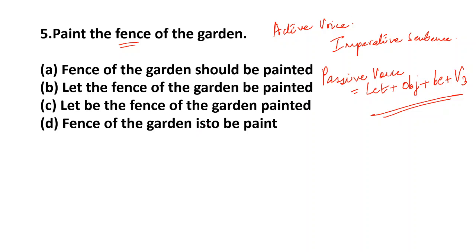Let be the fence of the garden painted. Fence of the garden is to be painted. All these three sentences are wrong. Now this is the correct answer. And here you see let is there. Plus this is the object. Then be is there. And then V3 is there. So this is a very easy way of doing. So paint the fence of the garden. Now here you see, imperative sentences do not start with a subject. It will be an order. It will be an advice. It will be a request. It can be a prayer like this. Next sentence.